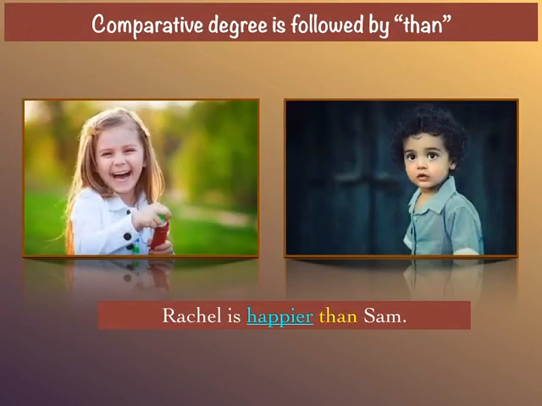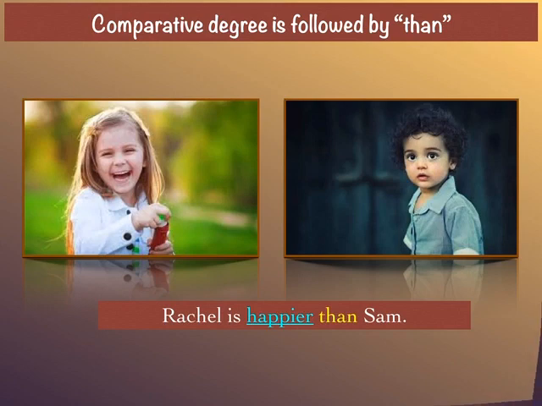Let's see one more example of comparative degree which is followed by than. Here there are two images, one is of a girl and another is of a boy. Rachel is happier than Sam. So here the adjective happier is describing Rachel and Sam, but Rachel is happier than Sam, and the word than is used after the adjective happier, which is a comparative form of adjective because it is used to compare two people, that is Rachel and Sam.